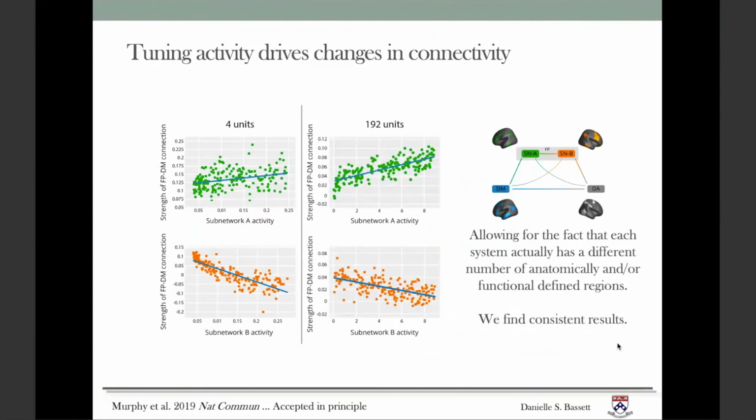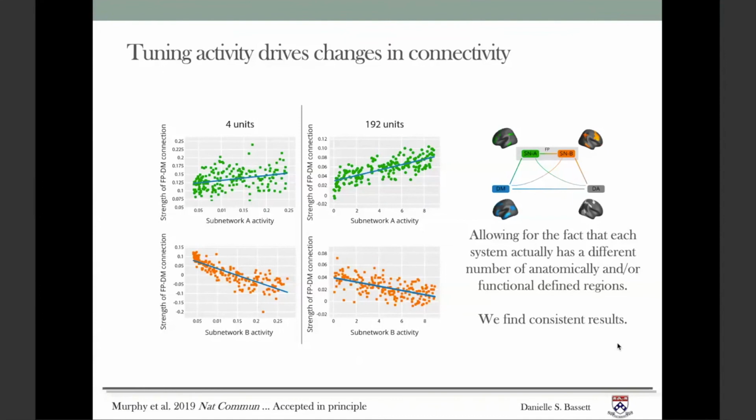But 4 units is a very, very simple model. One other step of sophistication is to say, well, we know that each of these systems has a different number of regions inside of it. And so we can actually use the Schaefer atlas to say how many units should be in each system. So now the default mode system will have a certain number of units, and that number of units is equal to the number of regions in the default mode system in the Schaefer parcellation, and the same for the rest of them. So this gives us a model with 192 units. And again, if you increase subnetwork A activity, you get the strengthening of the functional connection. If you increase subnetwork B's activity, you get a decrease in the strength of this functional connection.